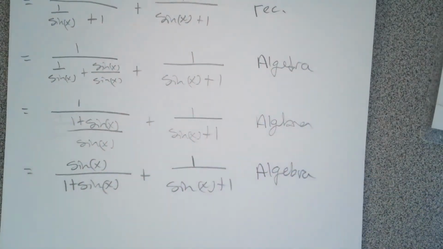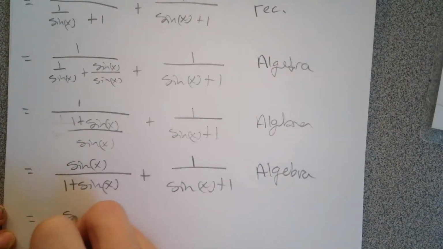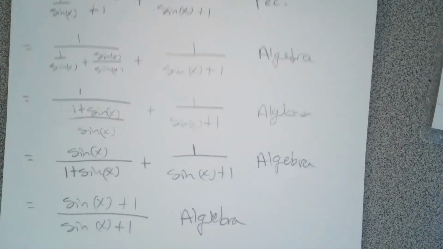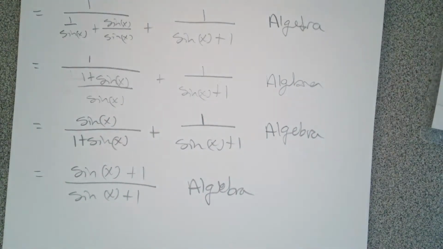And now what? Combine them, right? I have 2 fractions that are being added together, and look at my denominators. What are they? The same. So I'm going to add them together. This is sine of x plus 1 over sine of x plus 1. And again, that was just some algebra. Am I done? What is it equal?